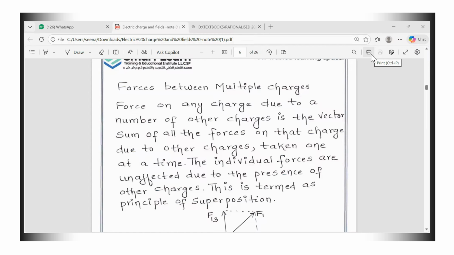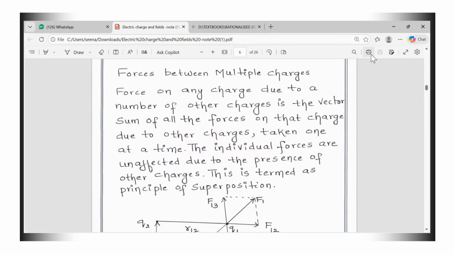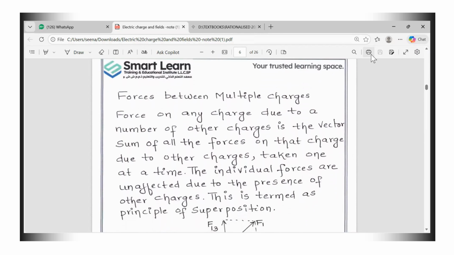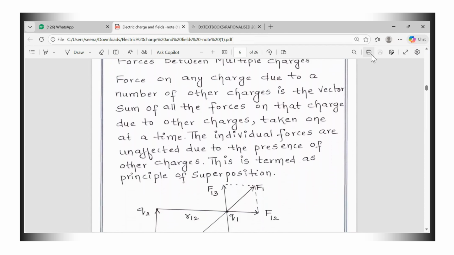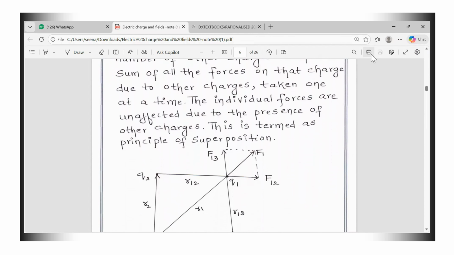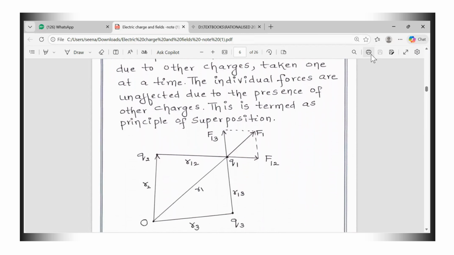In the second week of this first chapter, we need to learn about the forces between multiple charges because we have already learned about Coulomb's law. So if there are more charges, then we need to find the force on any charge due to all the other charges. For example, if we have Q1 here, Q2 is at a distance of R12, Q3 is at a distance of R13.